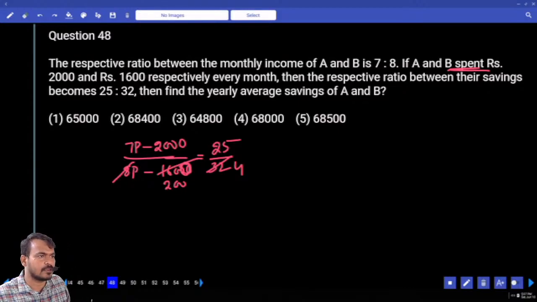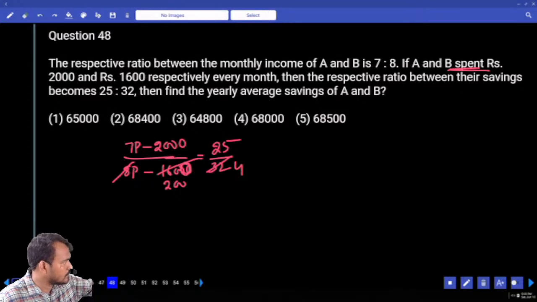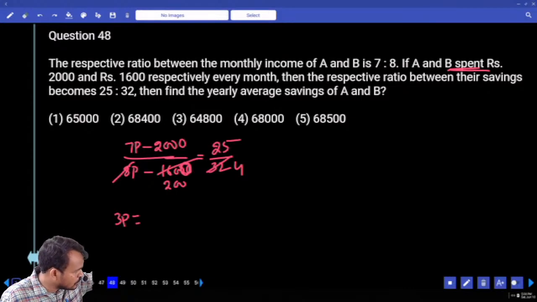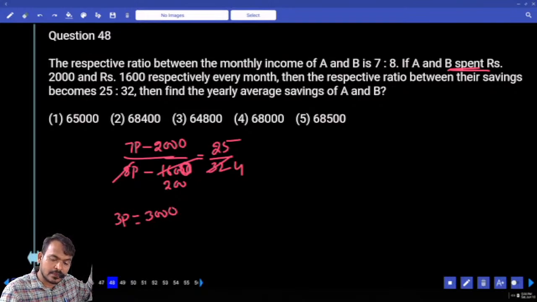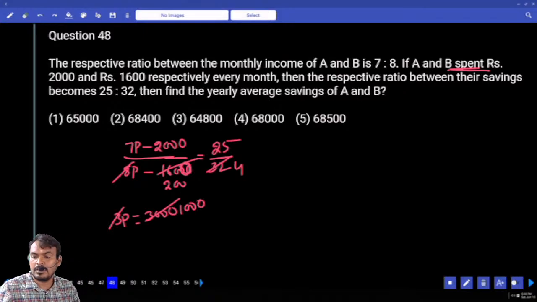Only denominator cancellation, just cross multiplication. 4 into 7 parts, 28. 25 into 1 part, 25 parts. Difference is 3 parts. Next, 4 into 2,000, 8,000. 25 into 200, 5,000. Difference 3,000. 3 parts are 3,000. What is the 1 part? 1,000.